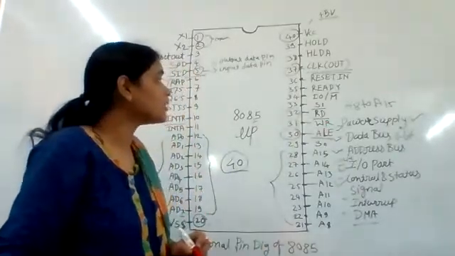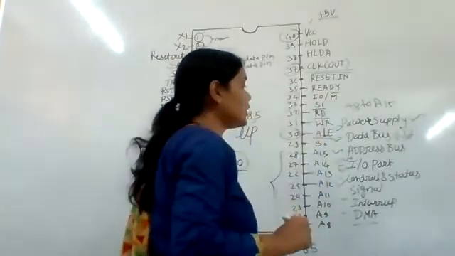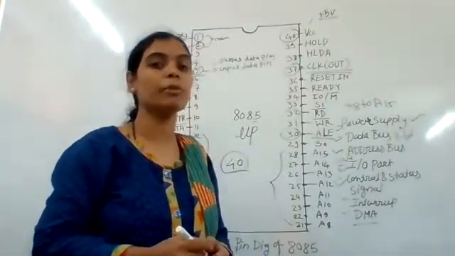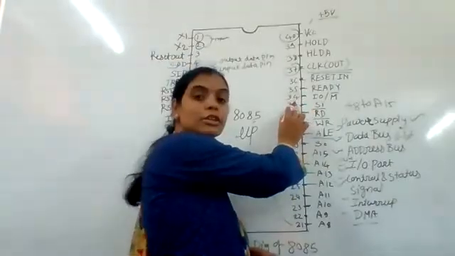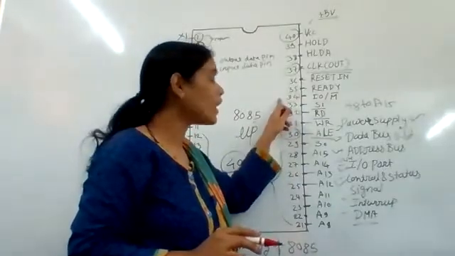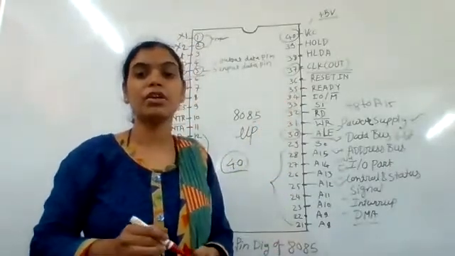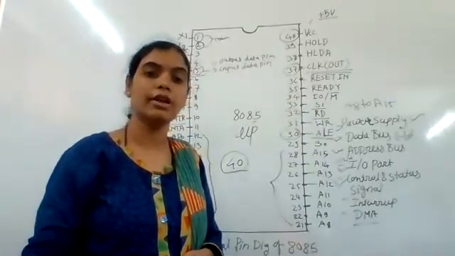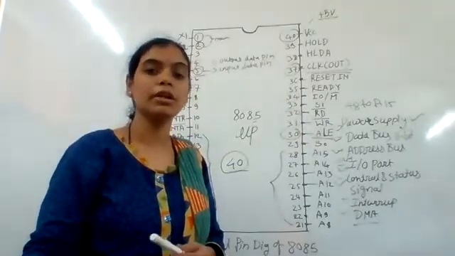The next pin is IO/M bar, pin number 34. It indicates the selection of memory address or input-output device. It tells whether the read or write operation is to be carried out at the memory location or at the I/O device. A low signal at this pin shows the operation is being performed over a memory location.